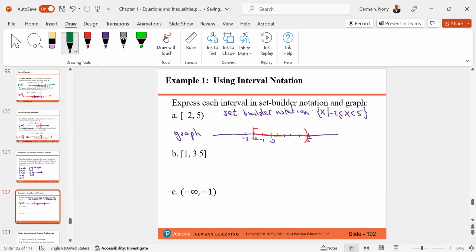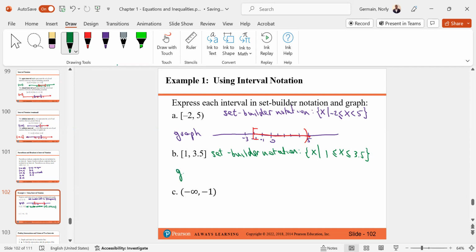If you go with the next one, set builder notation, that's number 7. We're gonna have x such that, you see that's a closed interval. That means x is between 1 and 3.5. You see, I use less than or equal to on both sides because it's a closed interval.